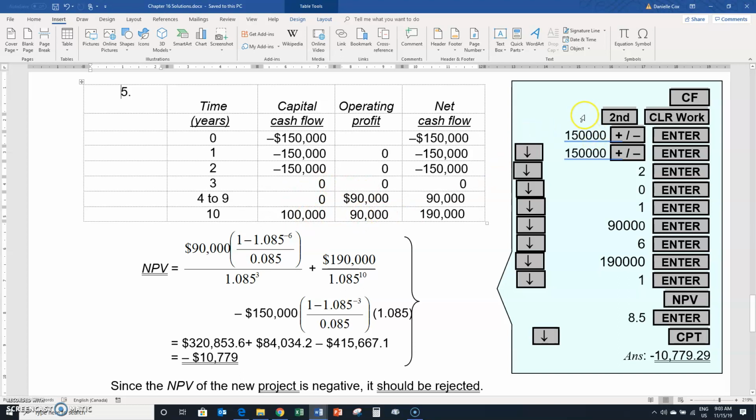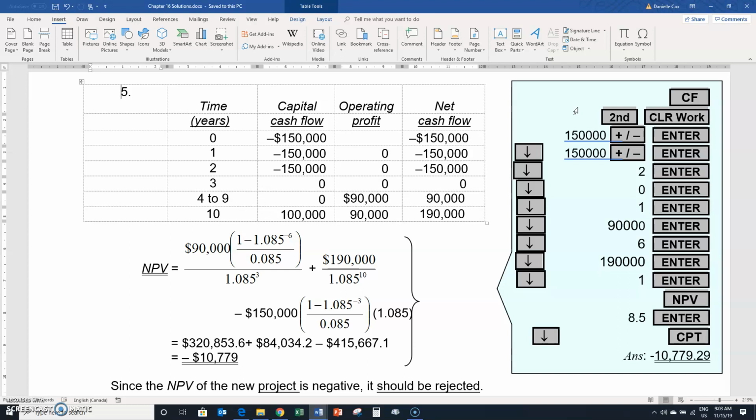So now we can go to our cash flow worksheet. You're going to hit cash flow. That's right up in the second row. It's the second key from the left in the second top row. Whenever you go into your cash flow worksheet, the first thing you want to do is clear your work, clear all the previous stuff that's in there. Clear work is right on the bottom left, above the CE/C. Hit that. Now that clears everything that was in there previously.